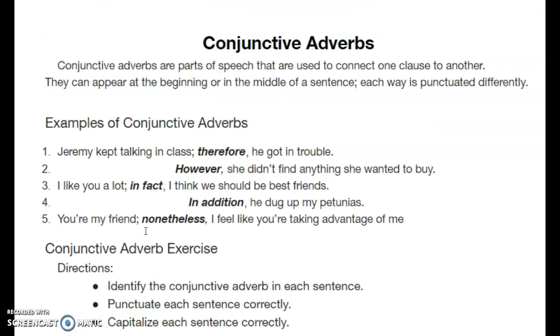All right, now up to our learning. So conjunctive adverbs, here they're highlighted or bolded, I guess. And notice that, like it says up here, they connect one clause to another. So here we have a conjunctive adverb in the middle of the sentence, and it says, Jeremy kept talking in class, therefore he got in trouble.